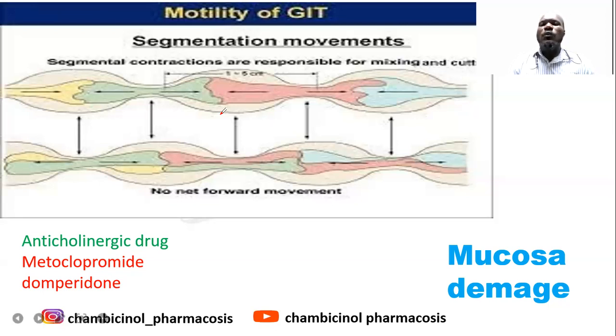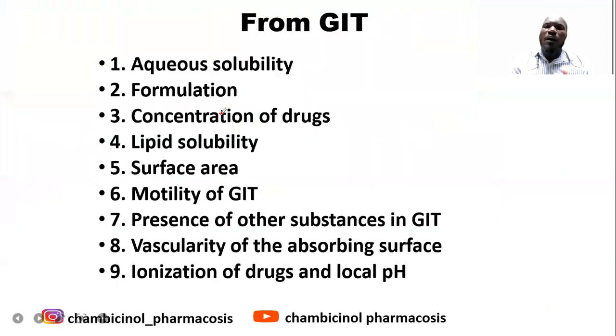This includes drugs like vinblastine, which is an antineoplastic agent, a vinca alkaloid, and also drugs like methotrexate. These cause damage to the mucosa of the GIT. By damaging the mucosa of the GIT, the absorption of the drug will be diminished. So that is one of the factors that you should be aware of when you are considering the absorption of the drug.